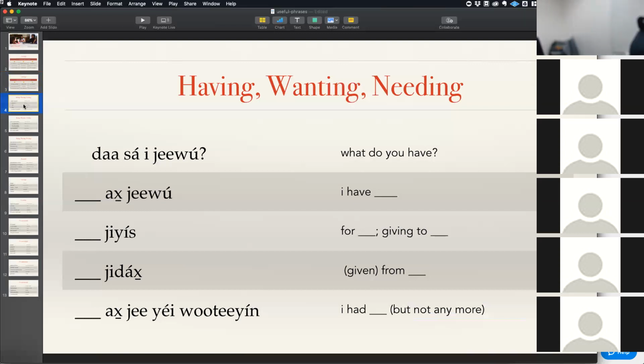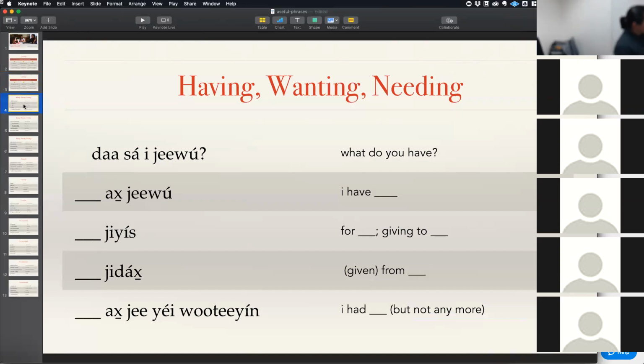And then we just put this one in there because we've had it before. So jiwu is to have, but it doesn't work for like had or will have. It's just the right now because there's no verb. So if you want to say I had a boat, yak achjiyewutiyin. Achjiyewutiyin. I don't have it anymore.